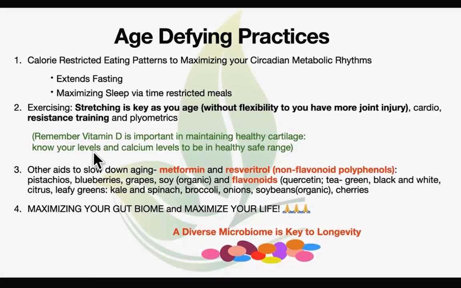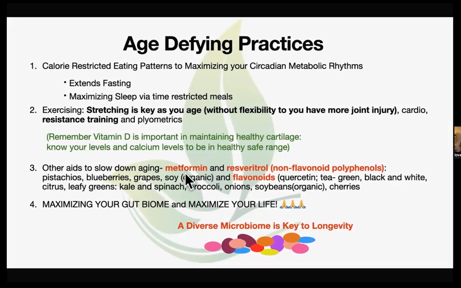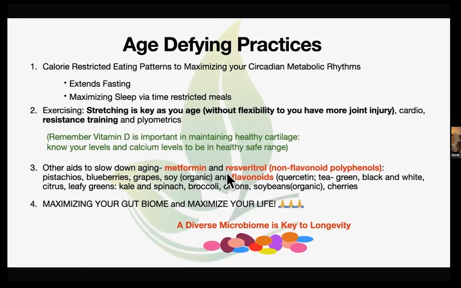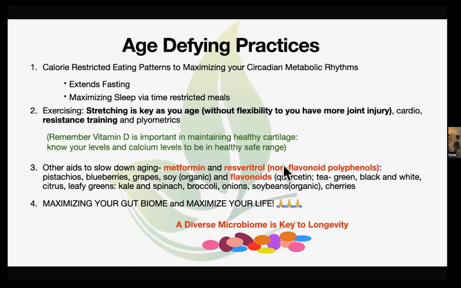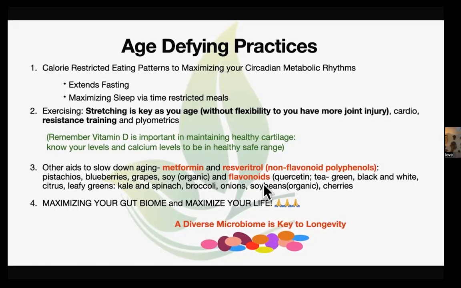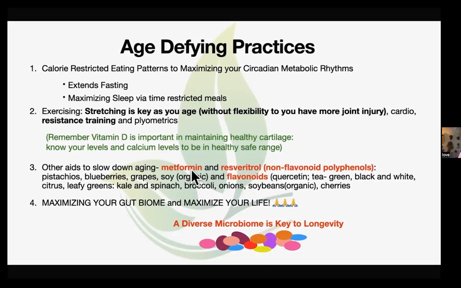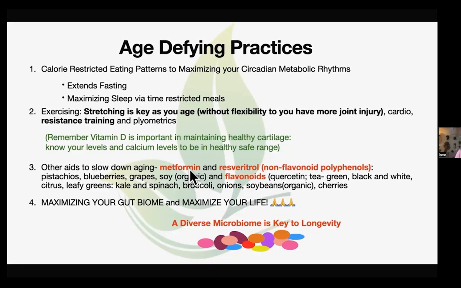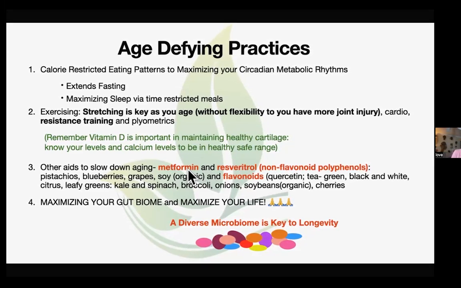Other things that we're going to be talking about are metformin, resveratrol, which is a non-flavonoid polyphenol, and then flavonoids. So non-flavonoids and flavonoids, all 3 things are very important in anti-aging. Many of you that are taking metformin for diabetes, don't stop taking it, because there are a lot of things you're going to be learning in the next couple slides about the power of what metformin does.